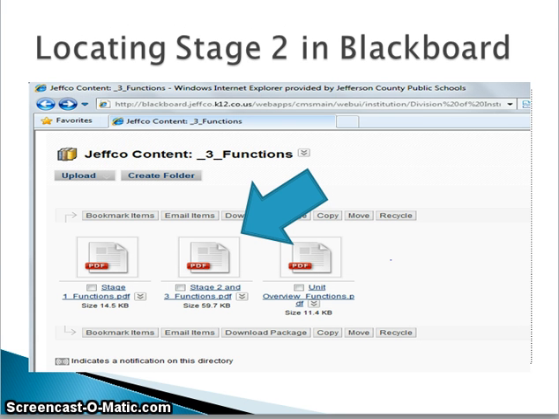To find your Stage 2 documents, go to Blackboard, then Secondary Math, then your grade level, and then your unit of study. Look for the document titled Stage 2 and 3. The view on the slide is called the thumbnail view, which has a picture of the PDF icon. On your computer, it may appear in list form.